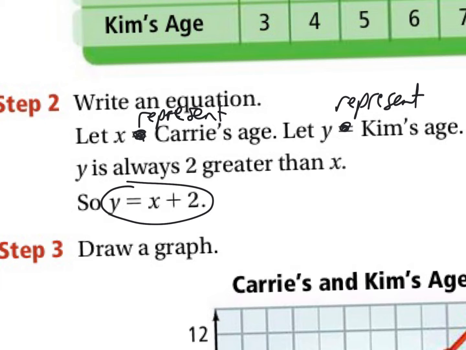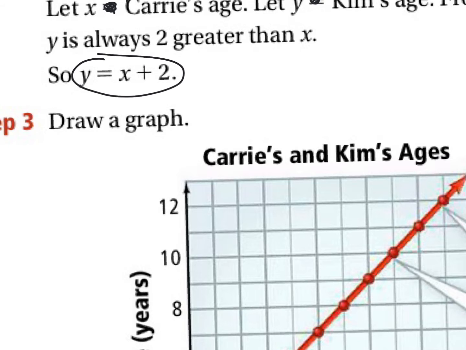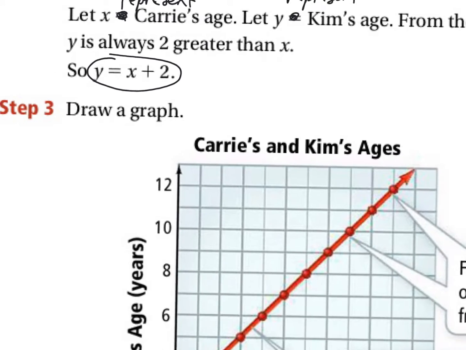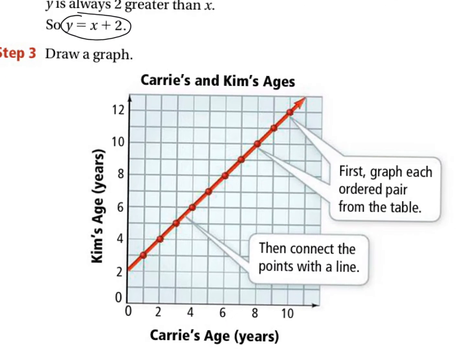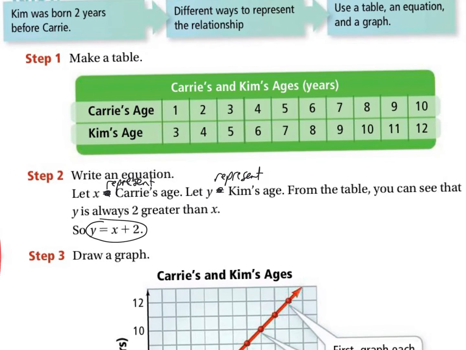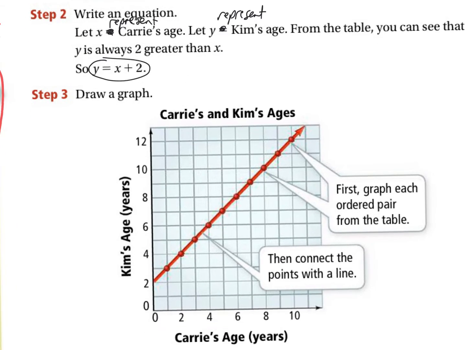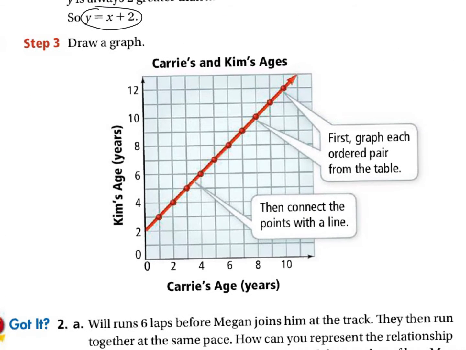x equals y minus 2 would work also, but usually what we're going to do, especially as we get into graphing, we're going to usually have y equals something. Having the y by itself is going to be valuable for us. And then from there we could draw a graph. So we could graph the points in the table, where these are our x coordinates and these are our y coordinates. Or you could go off your equation and come up with points and then graph those.